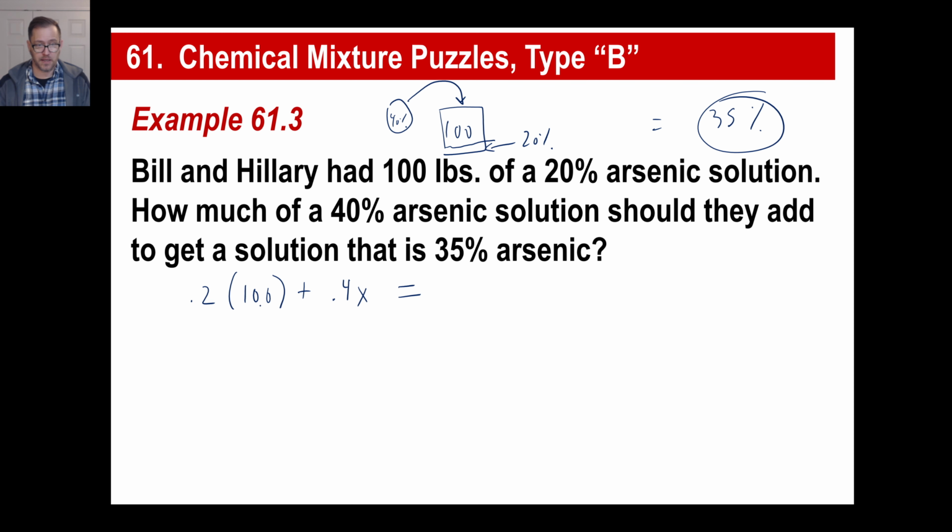So you can just go, okay, I've got 20% of 100 pounds, and I'm going to add 40% of x. What is your final amount going to be if you start with 100 pounds and you add something you don't know how much? 100 plus x, right? Well, it's 35% arsenic, so you go 0.35. Pause it and go ahead and solve that.